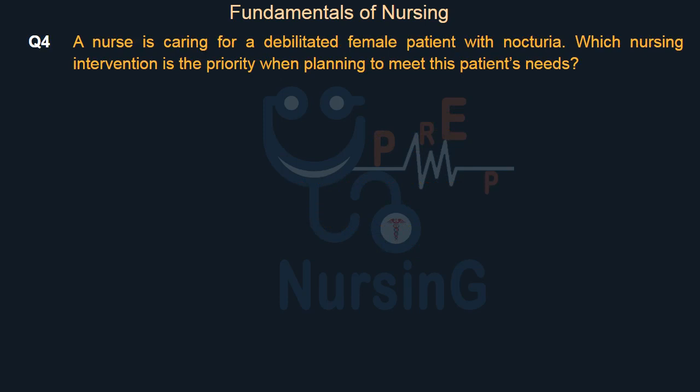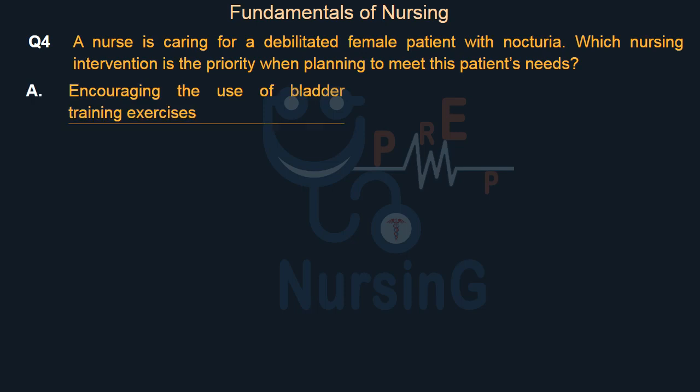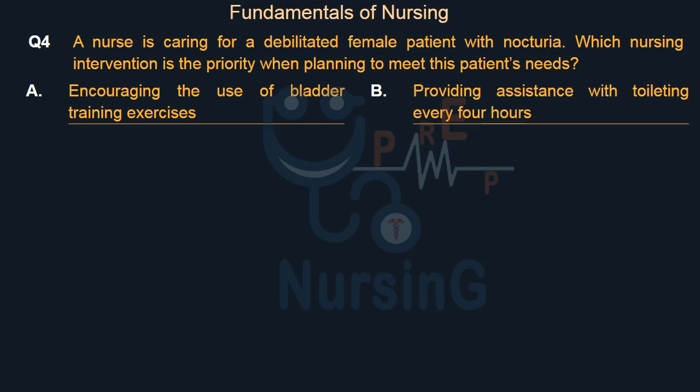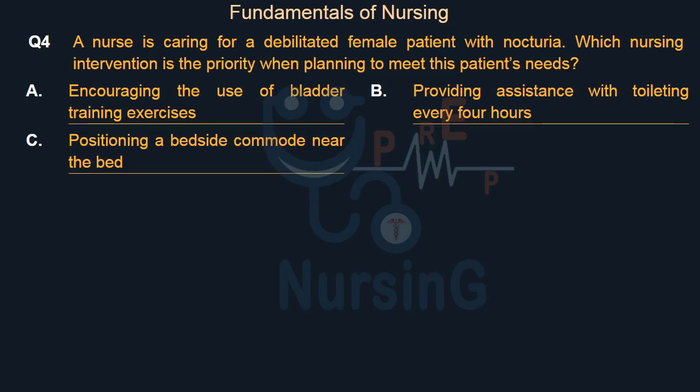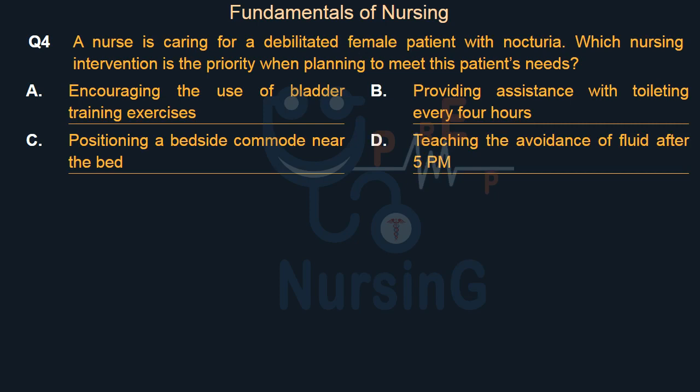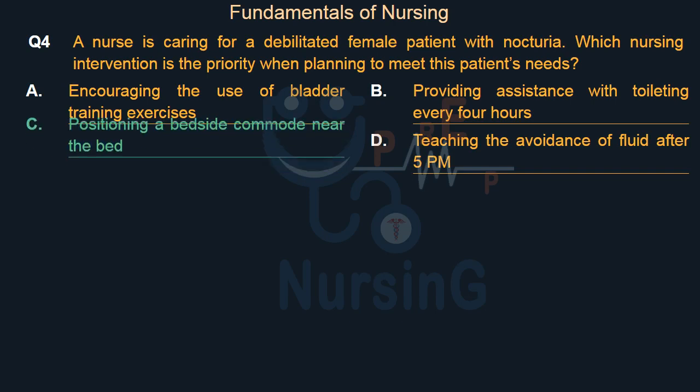A nurse is caring for a debilitated female patient with nocturia. Which nursing intervention is the priority when planning to meet this patient's needs? Option A. Encouraging the use of bladder training exercises. Option B. Providing assistance with toileting every 4 hours. Option C. Positioning a bedside commode near the bed. Option D. Teaching the avoidance of fluid after 5 p.m. Right answer is option C.